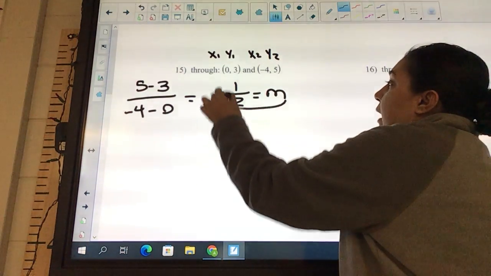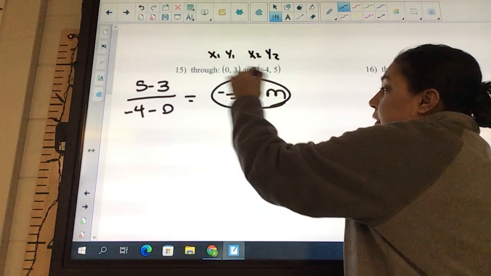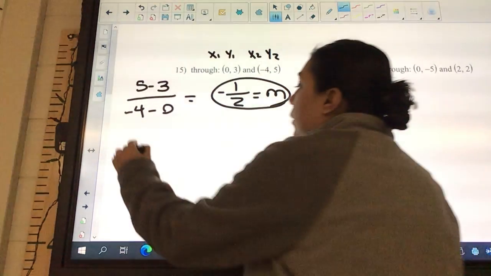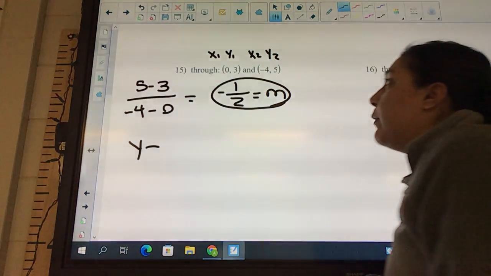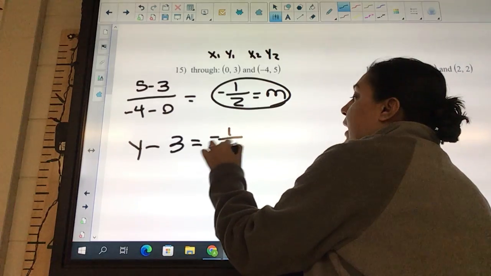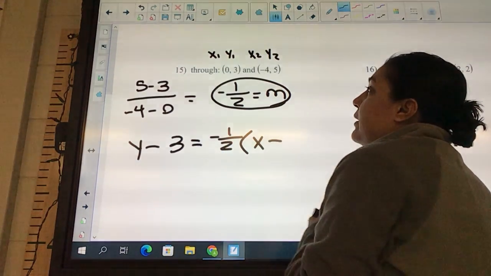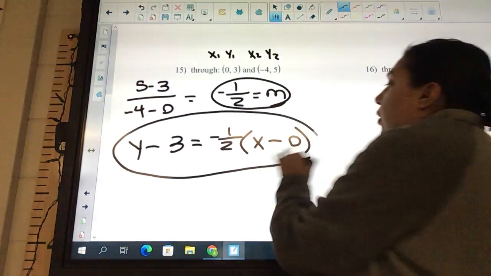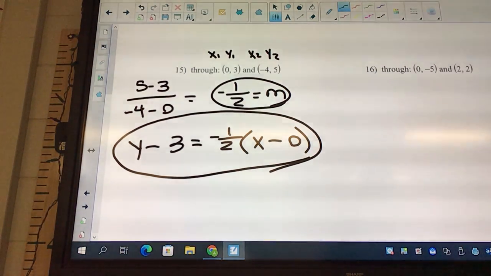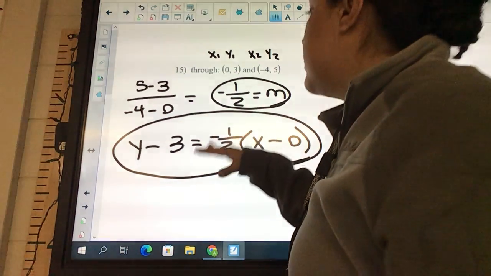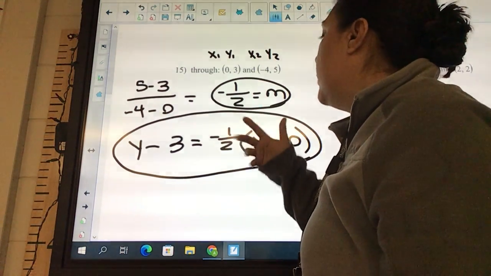Now that I have a point and a slope, I can plug it in point slope form. So we're going to say y minus y1, which is 3, equals negative 1/2 times x minus my x1, which is 0. I know on the last page it probably felt like, oh my gosh, we're doing a lot of work. It's really not that much work. I was writing more notes than what we really needed to.